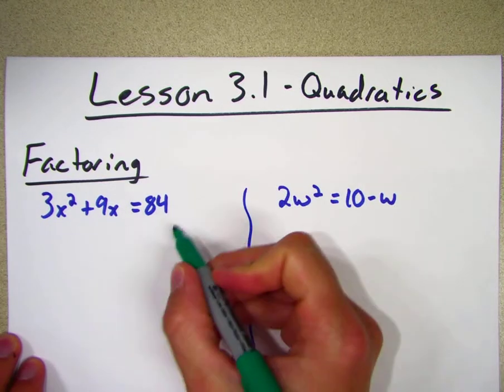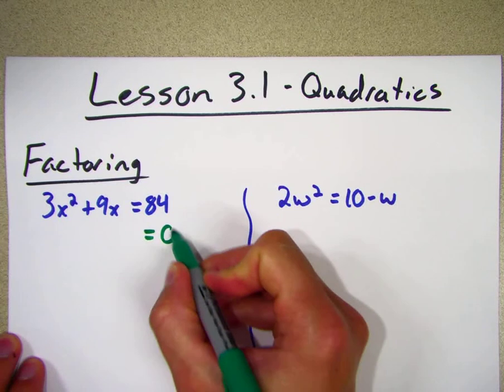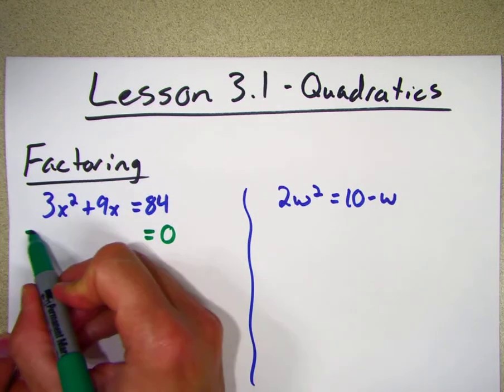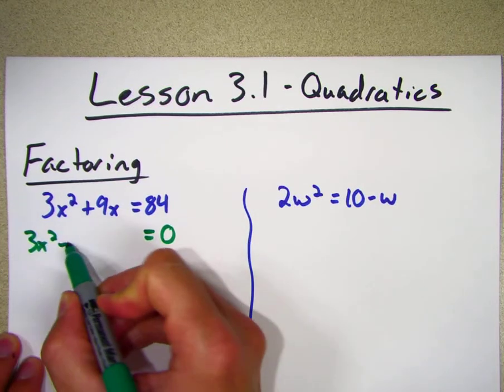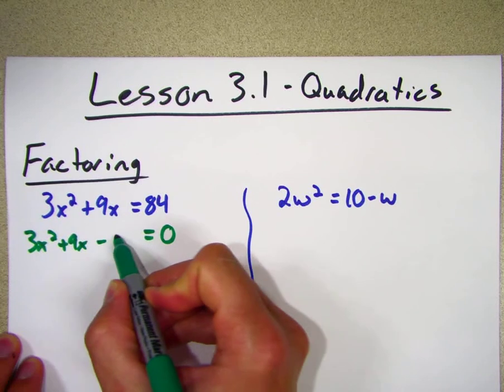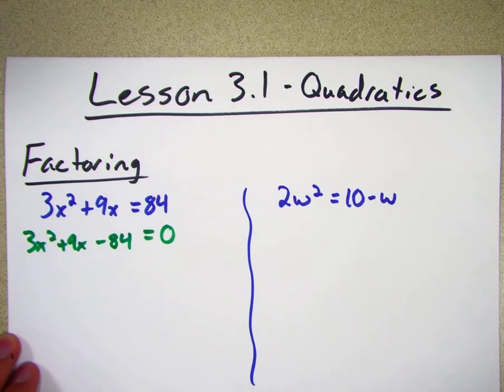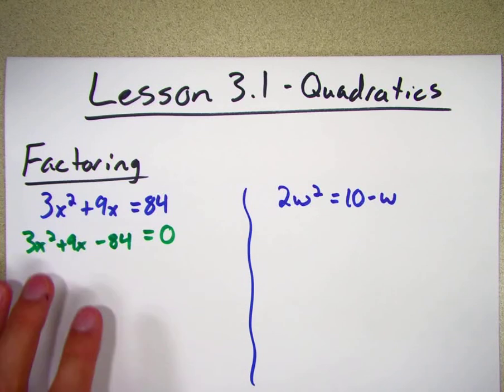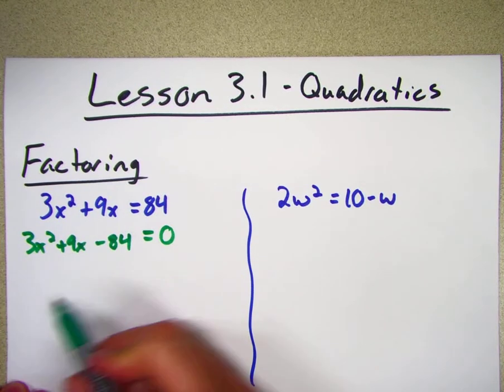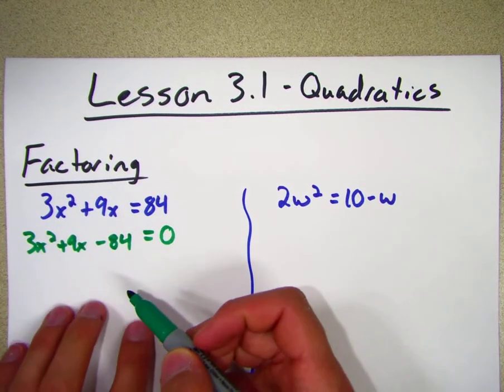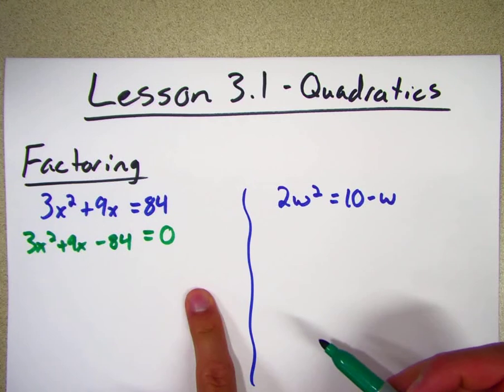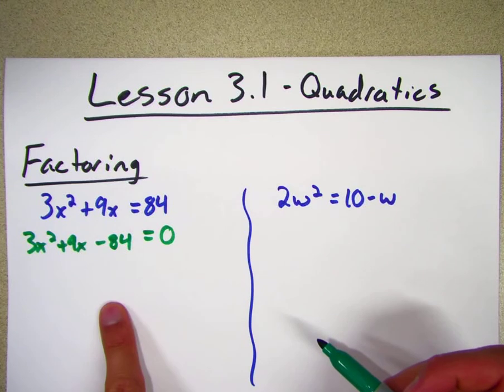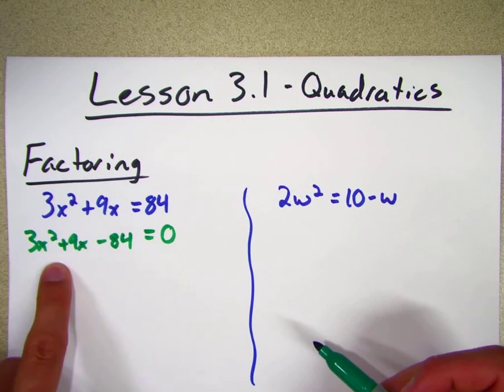First thing you need to do is make sure you get 0 on one side and everything else on the other. Now the factoring process, the reason we're factoring is because if I can show that two things multiplied or three things multiplied together equals 0, then I know at least one of those has to be 0. That's the foundational aspect of solving by factoring.